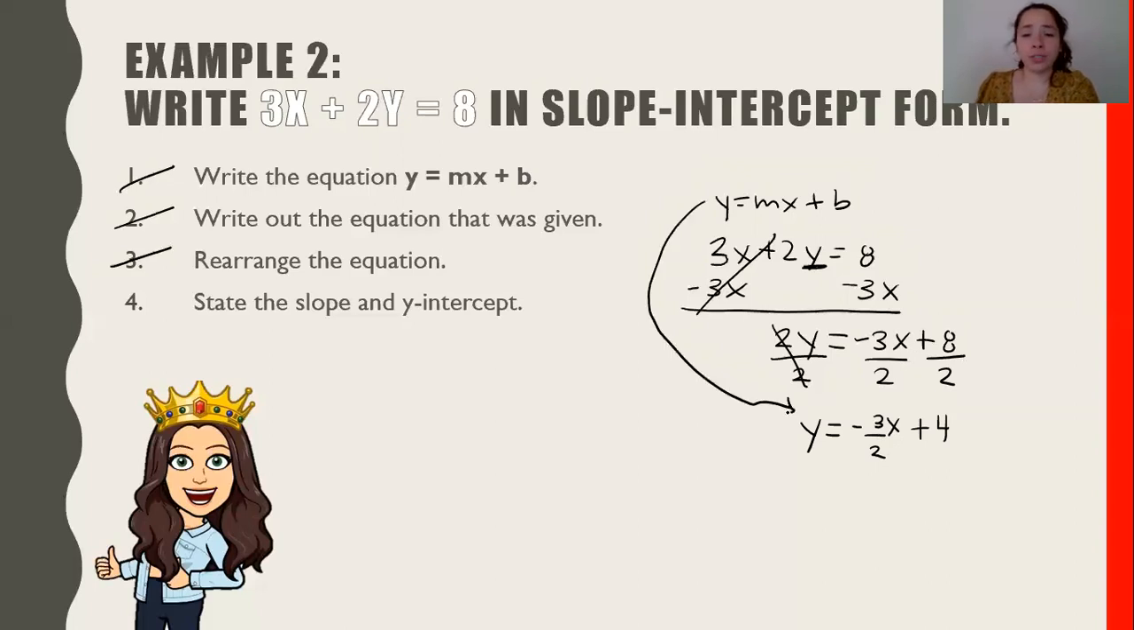These two now match. I know that my slope is equal to negative 3 over 2. And I know that my y-intercept is going to be equal to 4. And that's it for that equation.